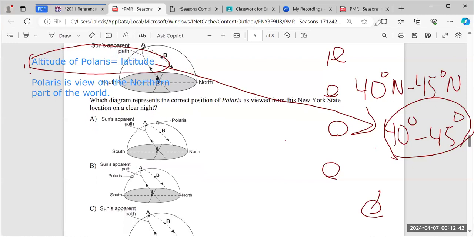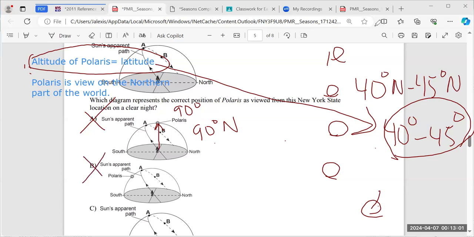So will Polaris be at A? Nope, because that shows me a 90-degree angle. And New York is not at 90 degrees north. So that's why it can't be A. Can it be B? It can't. You know why? Because you're viewing Polaris on the south side. You're supposed to view Polaris somewhere on the north side. All right.